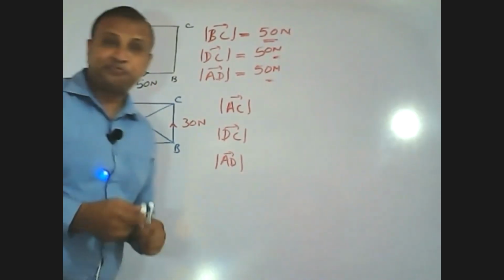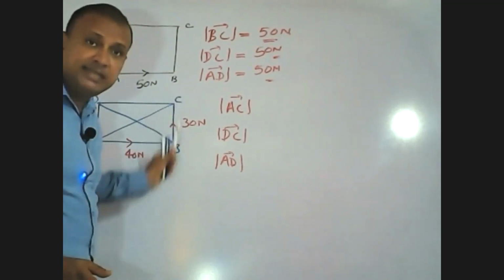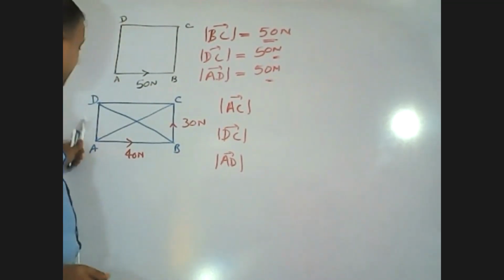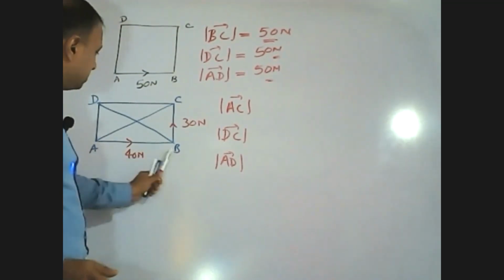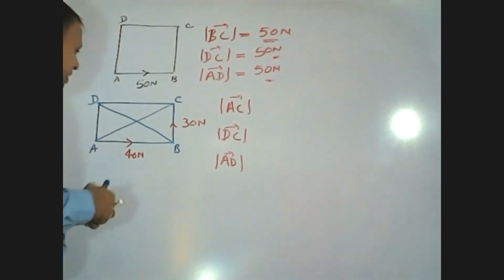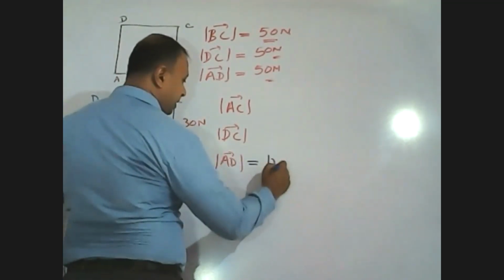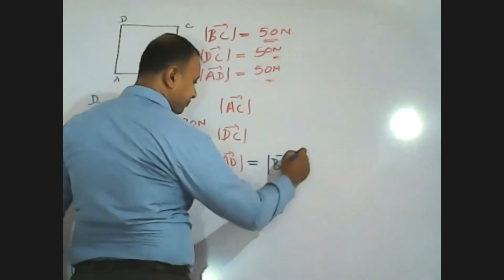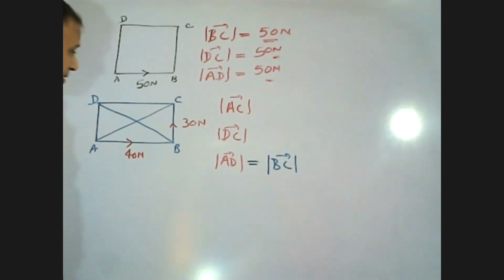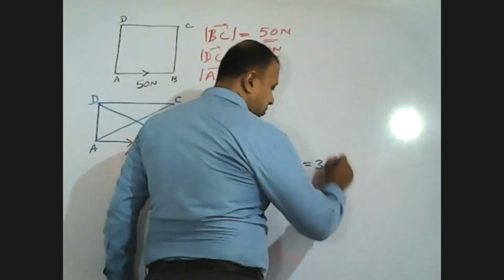Look at this. BC side is the opposite side to AD. So the length of AD should be equal to the length of BC. Length of BC means magnitude of BC vector. So that should be equal to 30 Newton.